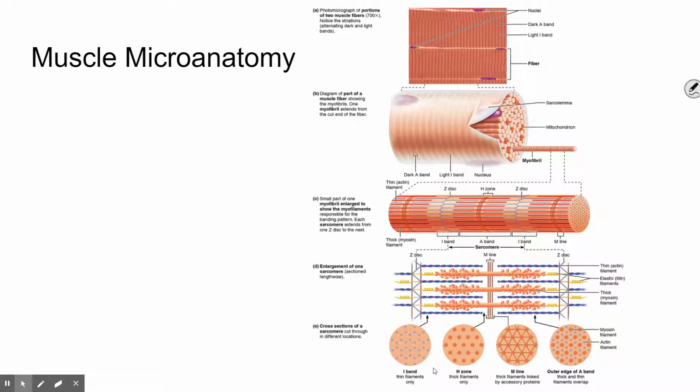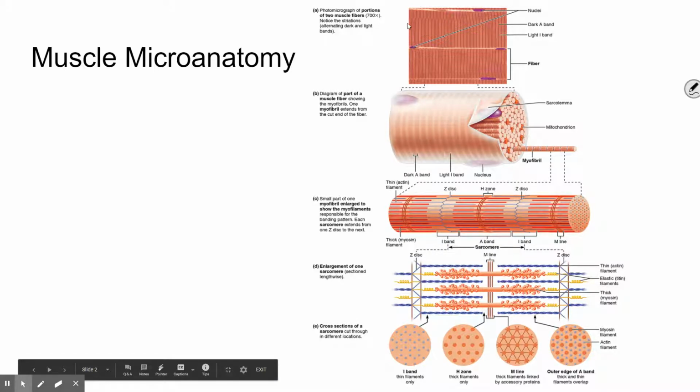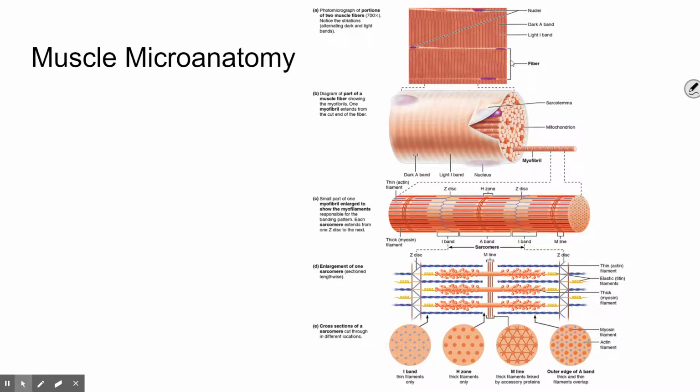All right, so we're getting pretty deep into the anatomy of a muscle here. And so this is more of a micro anatomy because this is anatomy on a cellular level. So this is individual muscle cells here. You see these pictures here. This is like an actual microscope picture. Muscle cells are multinucleated, meaning they have more than one nucleus because they're so long. They're really long cylindrical cells.